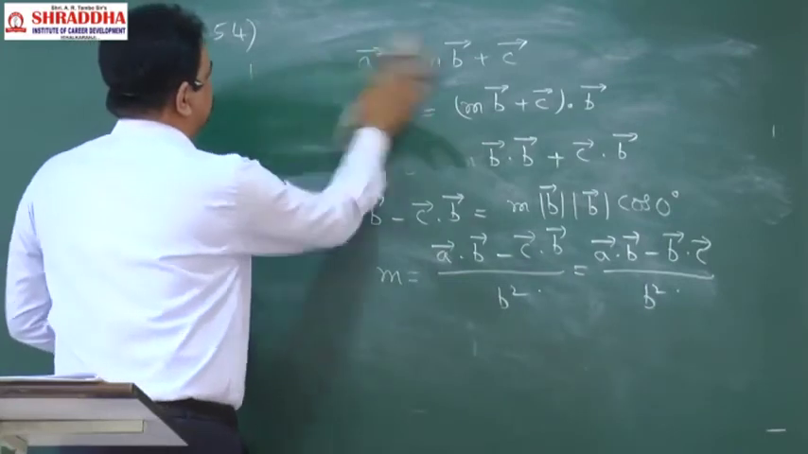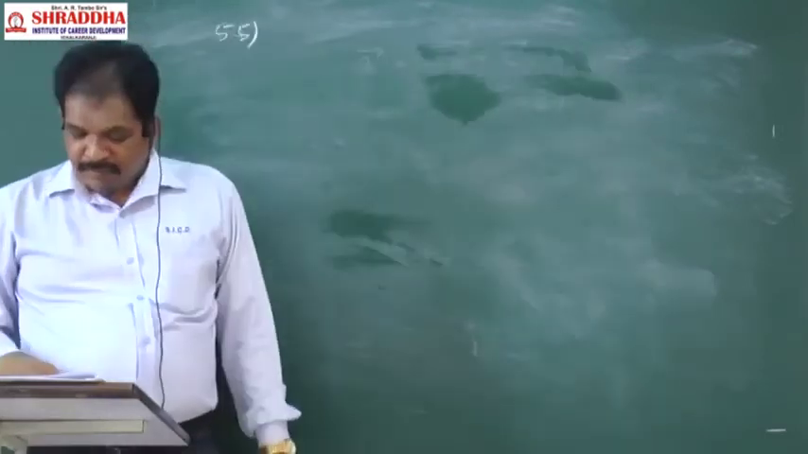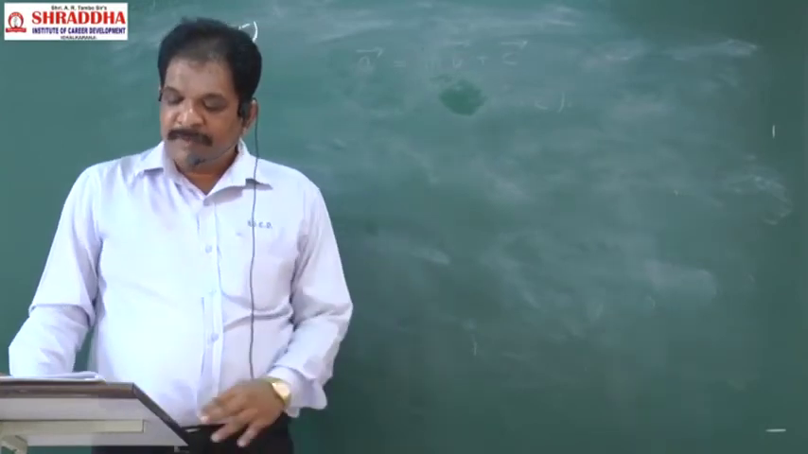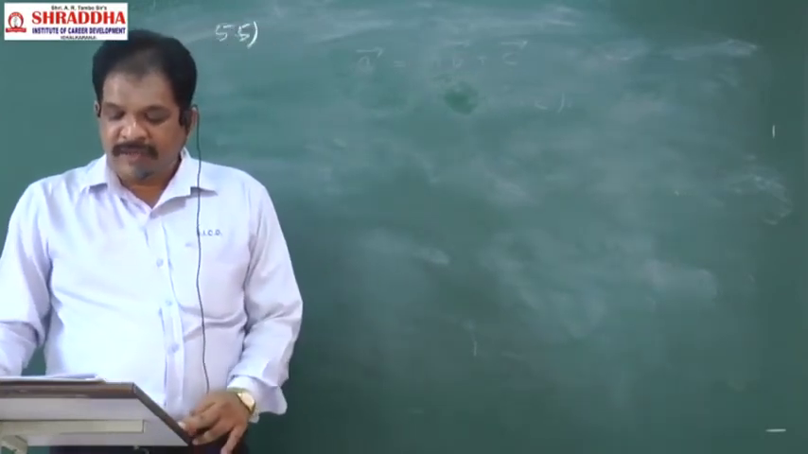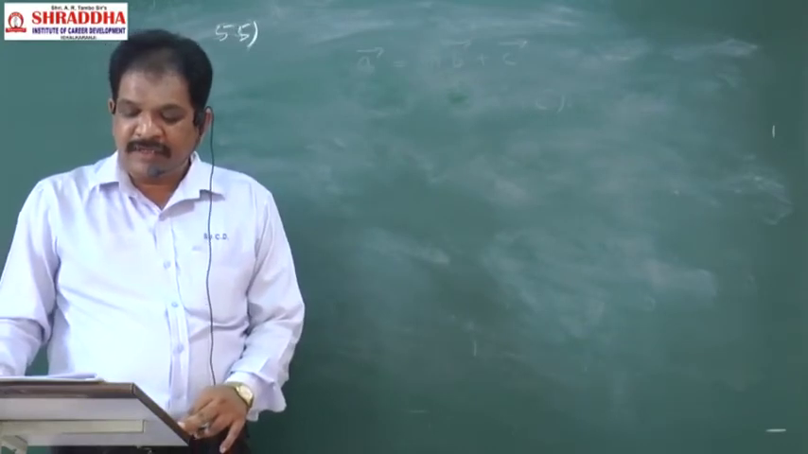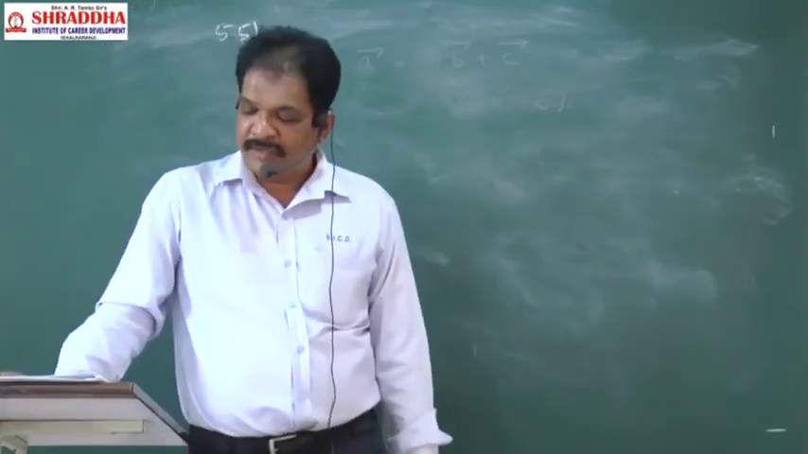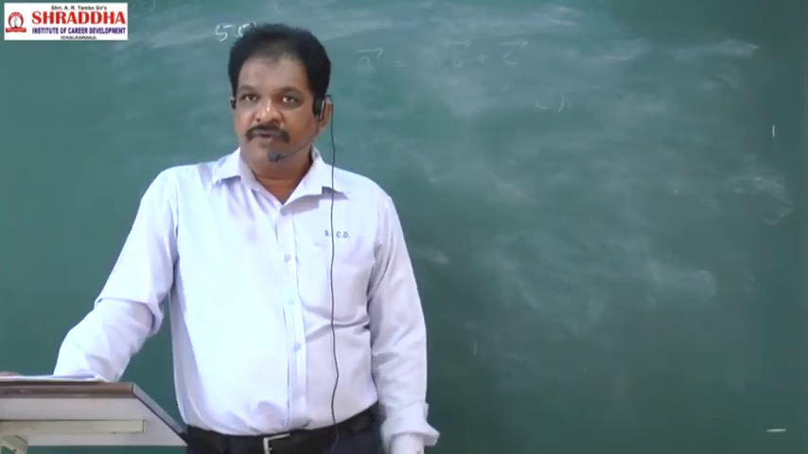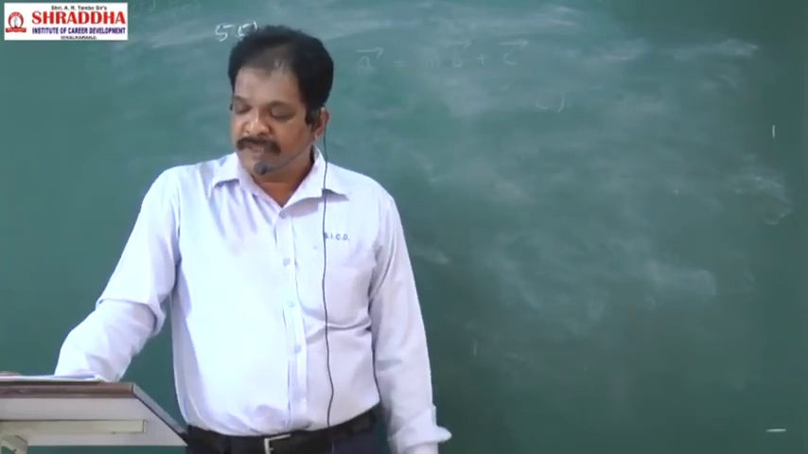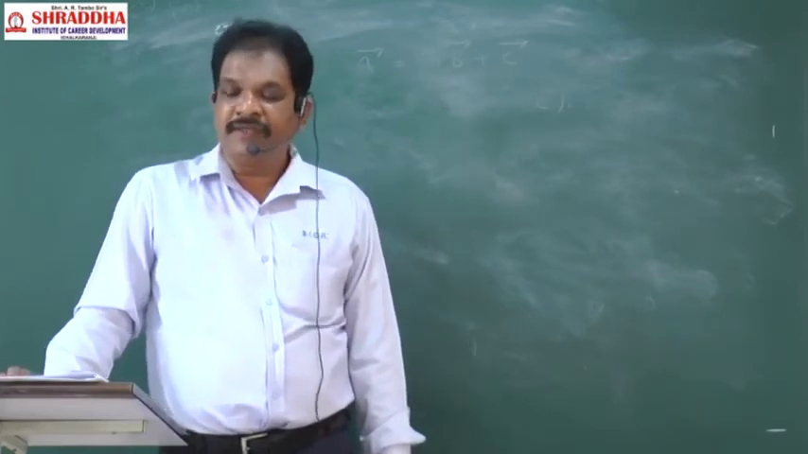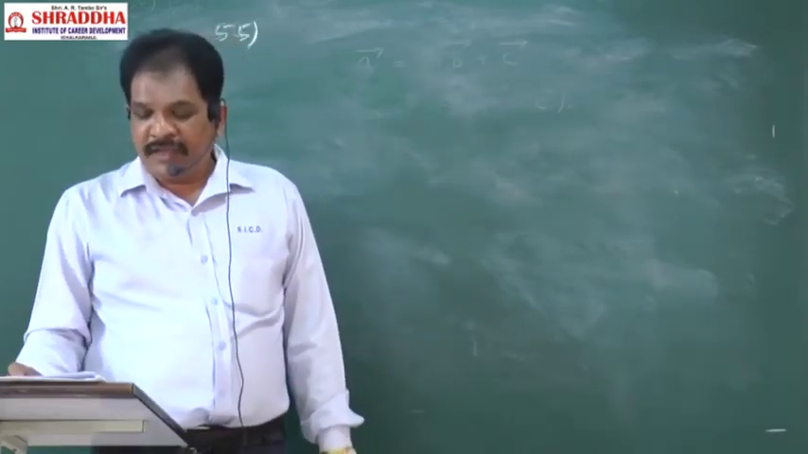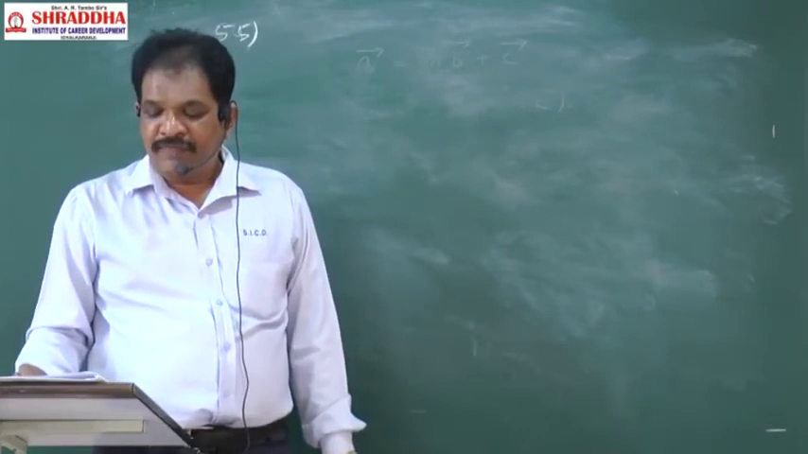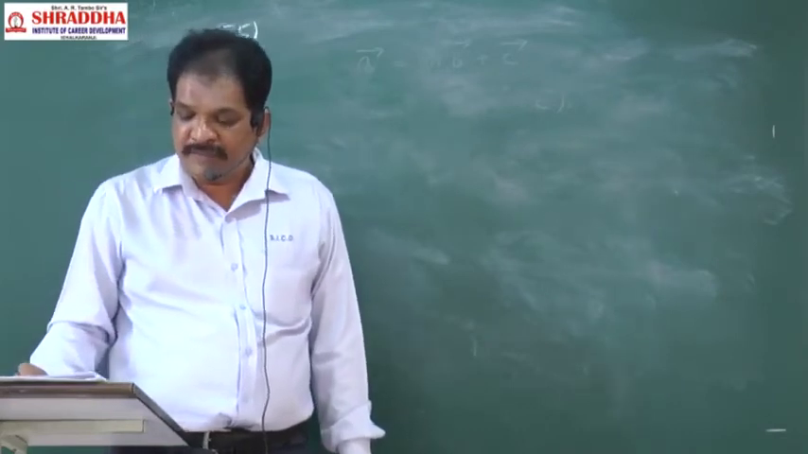What they are asking, 55. Velocity and acceleration of a charged particle moving perpendicular to the direction of the magnetic field are given at any instant of time: V bar is equal to 2I cap plus Cj cap, A bar is equal to 3I cap plus 4J cap. Find the value of C.